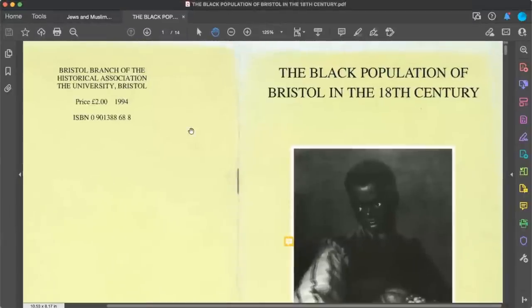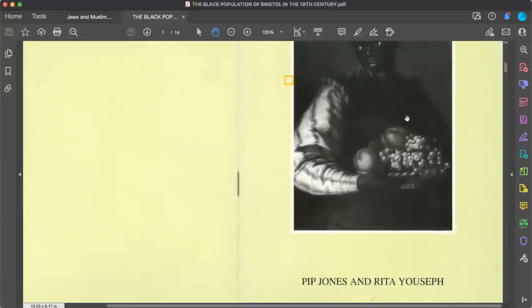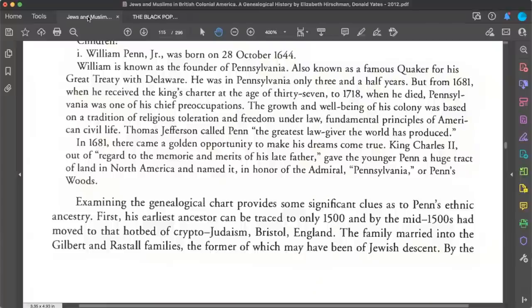All right, so remember this book I've shown you guys before. It says here, the black population of Bristol in the 18th century. The black population of Bristol. All right, we're talking about Bristol, a haven for crypto-Jews. We're going to go back to the book where it's letting us know that his ancestors had made it all the way to Bristol, right?